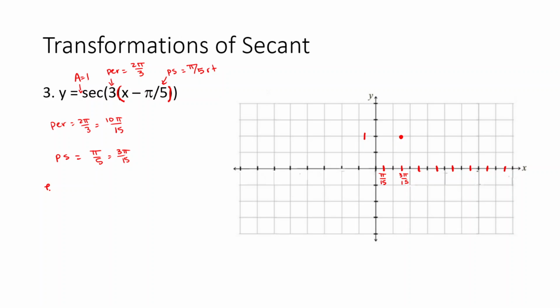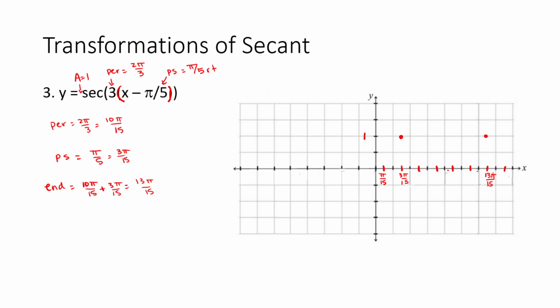Okay, now my end is going to be 10 plus 3, which will get me to 13 fifteenths. So let's count over. This is 3, 4, 5, 6, 7, 8, 9, 10, 11, 12, 13. Okay. And that will also be up at a 1.